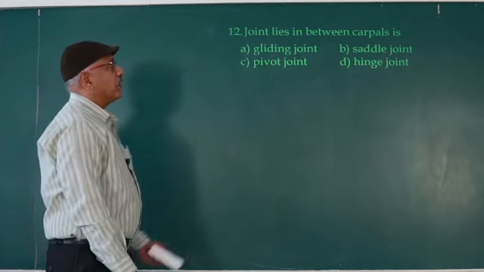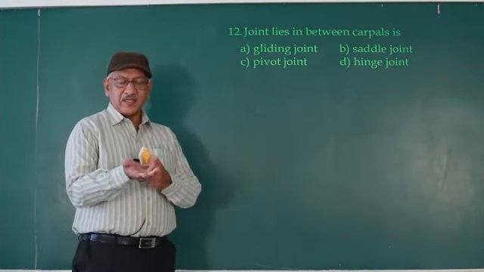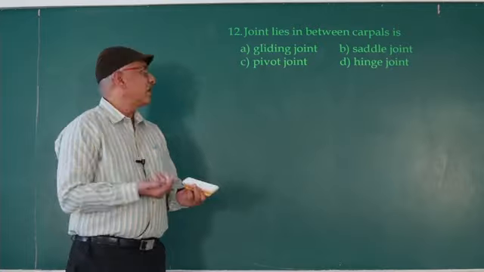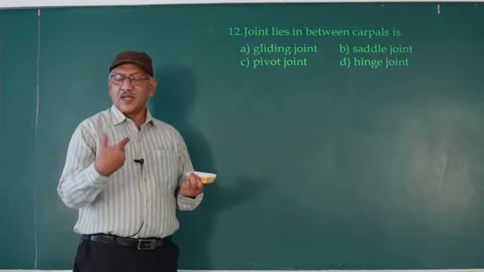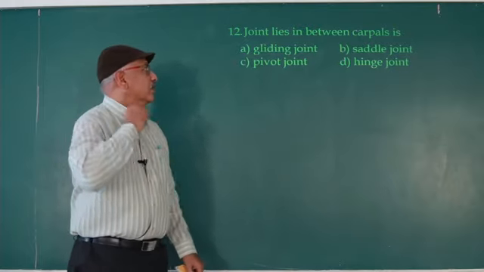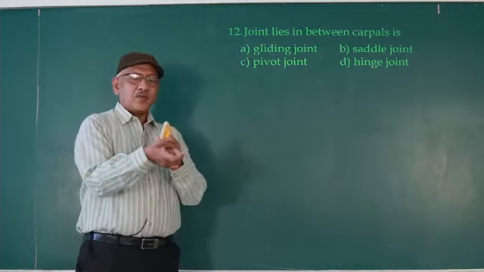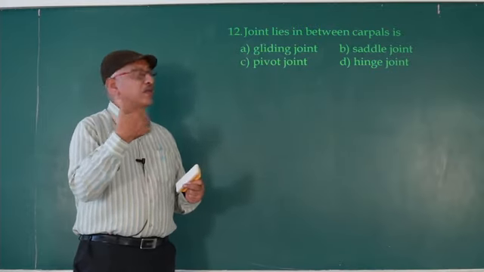Joint lies in between carpals. What are carpals? Bones present in the wrist. Carpals, that is a gliding joint or planar joint. Restricted movements in different directions, that is a gliding joint. Saddle joint, carpal and metacarpal of thumb, that is a saddle joint.